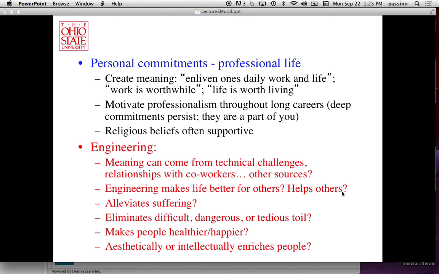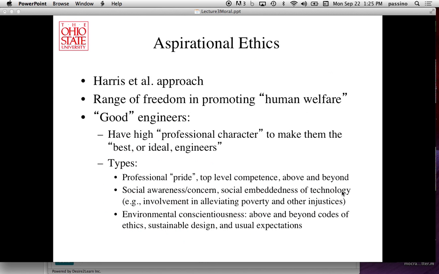But I'm also concerned about how engineering makes life better for others. Does it help others? Does it alleviate suffering? Does it eliminate difficult, dangerous, or tedious toil, for instance, in a sweatshop? Does it make people healthier and happier? Is it aesthetically pleasing or does it intellectually enrich people? I'm concerned about things like that, too. I don't think there's anything wrong with having broader concerns.